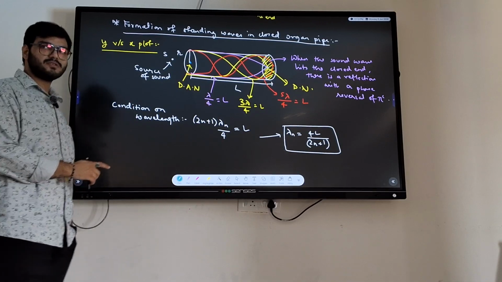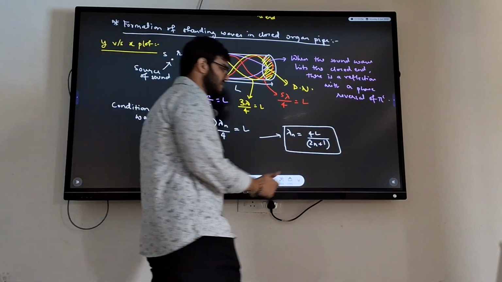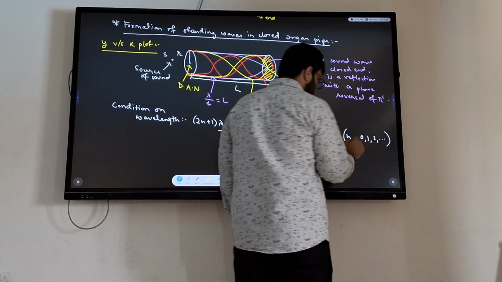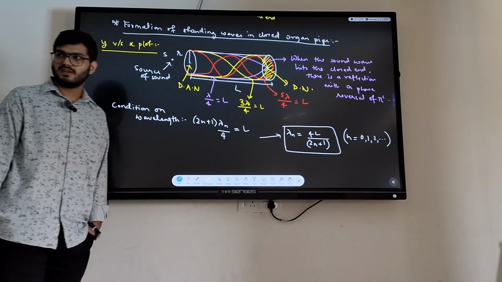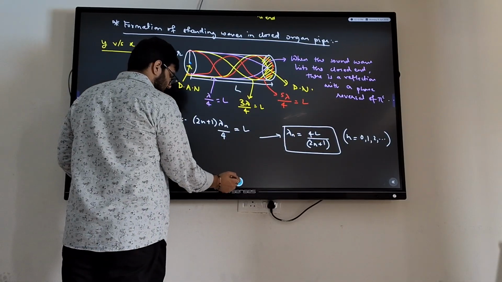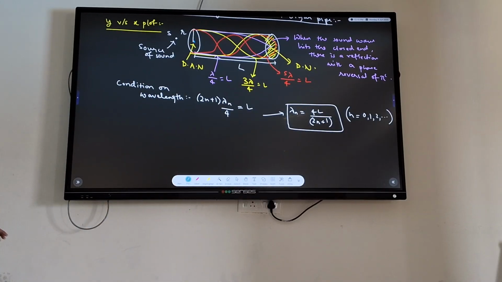Should it start from 0? It should start from 0. And all the positive integers, huh? 0, 1, 2, and all those things. Acha, by the way, in some texts it's also written differently, let me write it and then let me say. What will be the restriction on the frequency then? What are the possible frequencies? So V equal to F lambda.